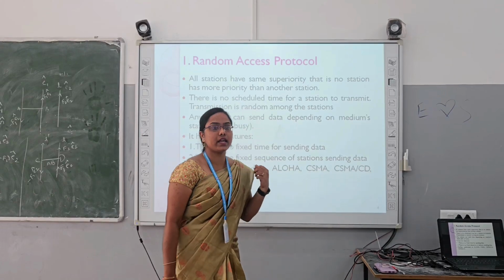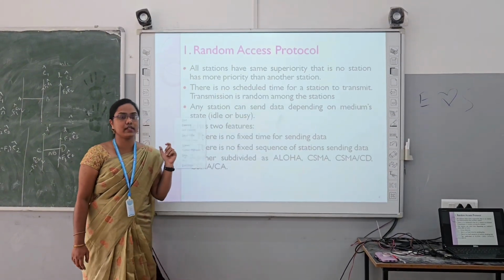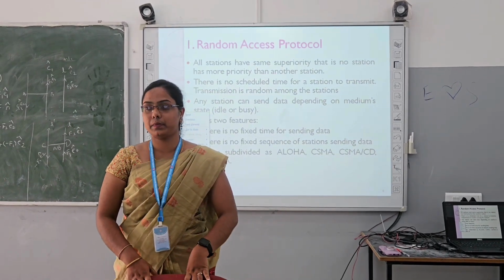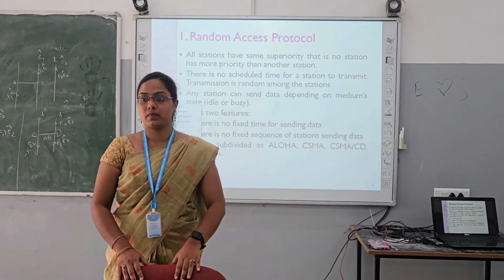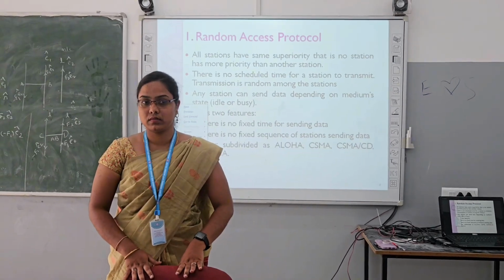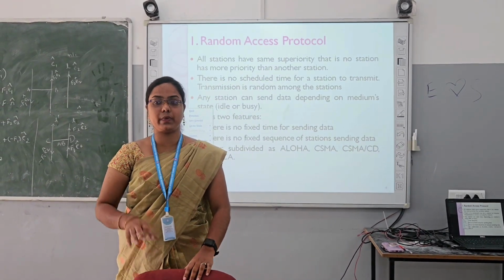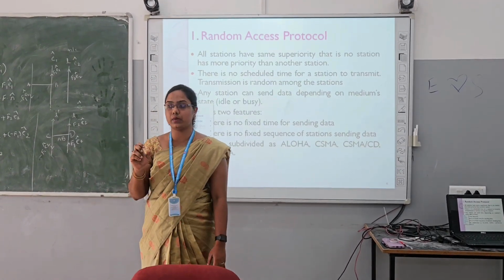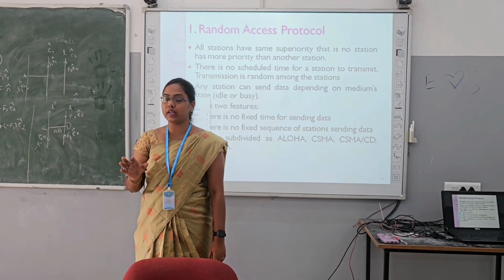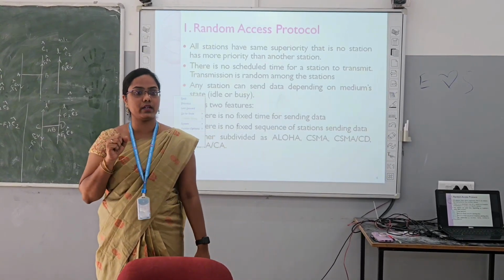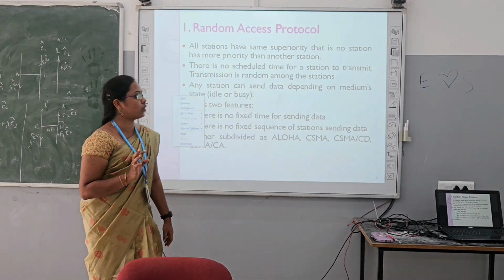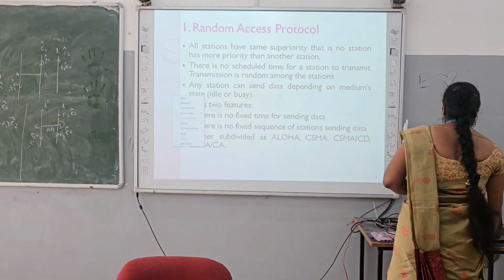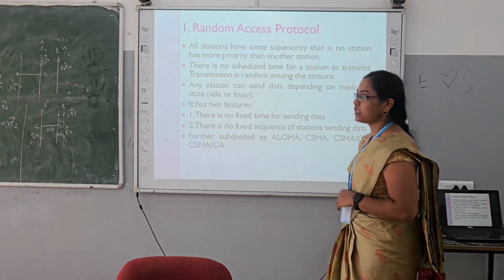The first type is random access protocol. What is random access? What do you mean by random? Unknown data. We do not know where it will be. Suppose there are 1 to 10, there is no fixed access or fixed protocol to be followed. It will just go like that and pick any one protocol or any one destination. So random access protocol means all stations have the same superiority. What is meant by superiority?